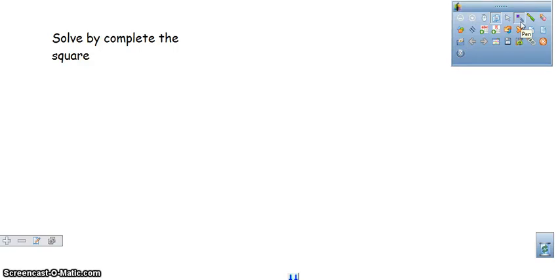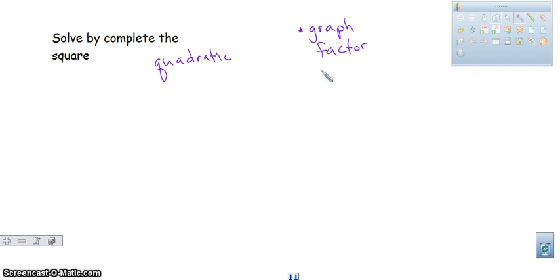Okay guys, today we are going to look at how to solve by completing the square. This is a review of Algebra 2. You learned that you could solve quadratics a couple ways. You can graph, which nobody really likes to do. You can factor. You can use the quadratic formula, which we talked about. Or you can complete the square.